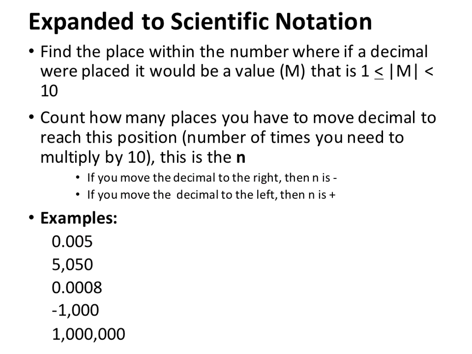Once we have put that decimal in that position, we are going to count how many places we have to move the original decimal to reach this new position. The number of times that you move the decimal is the number of times you have to multiply by 10. This is going to be your n value. Now, if you move the decimal to the right, then n will be negative. If you move the decimal to the left, then n is positive.